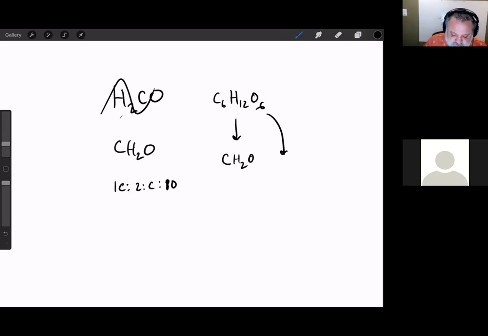And so we define the empirical formula as the lowest whole number ratio of atoms. In other words, 6 carbons, 12 hydrogens, 6 oxygens is a ratio of atoms. It is a whole number ratio of atoms, but it's not the lowest whole number ratio of atoms. And so the empirical formula is specifically the lowest whole number ratio of atoms. Okay, but I want to kind of get at something else as well. And this one is going to take a little bit of a leap of understanding.